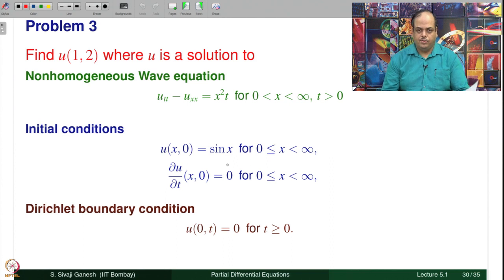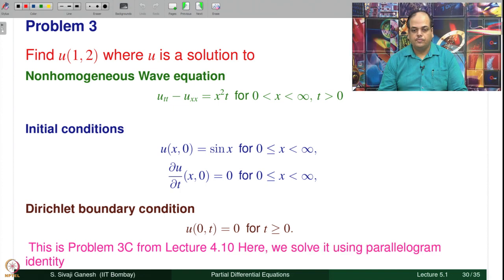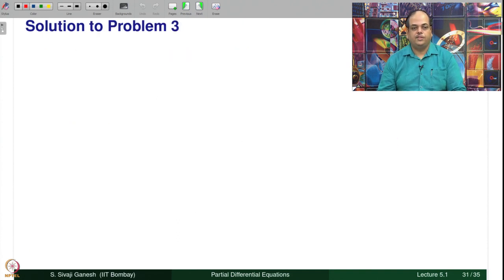And there is a third approach. Sometimes we are lucky that we can spot some special solutions which satisfy the non-homogeneous equation. If you notice, this problem we have already considered in lecture 4.10. Here we solve it again, but we use the parallelogram identity.